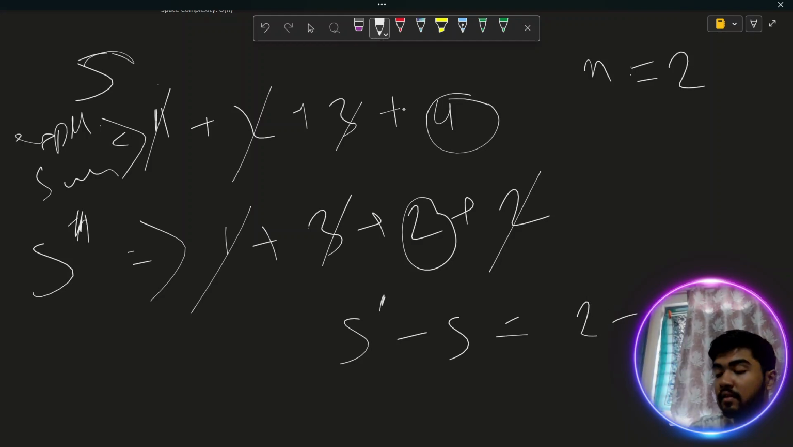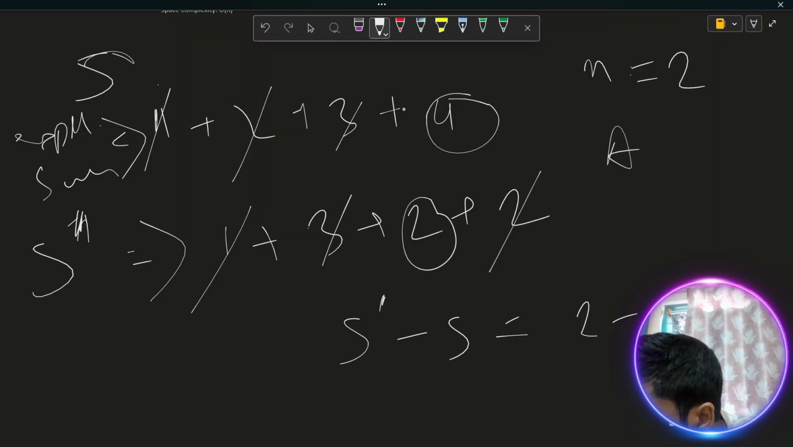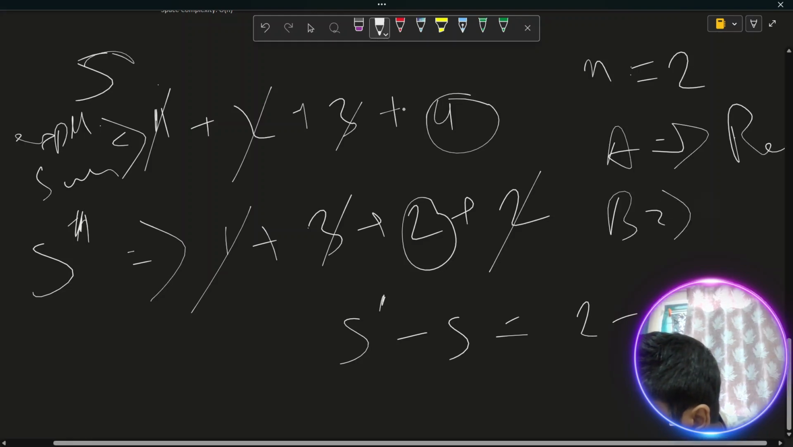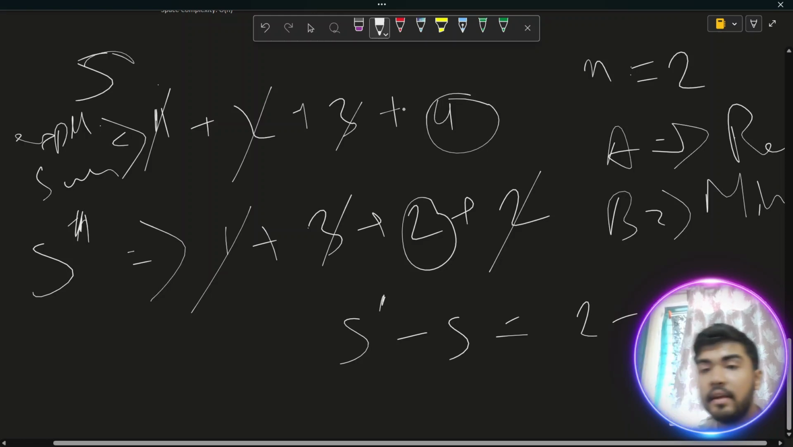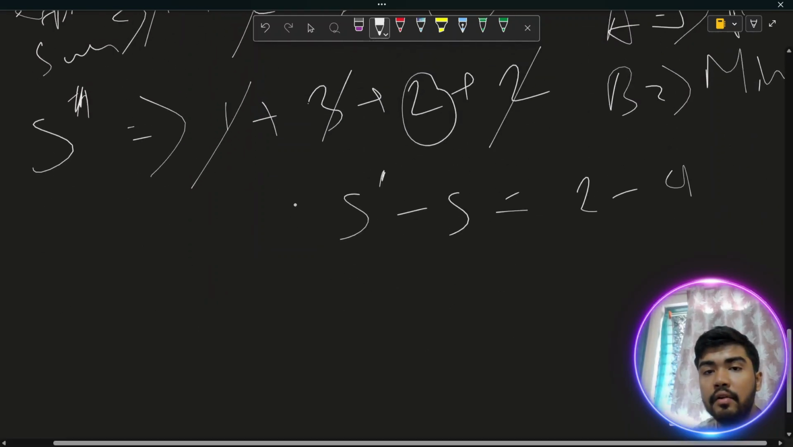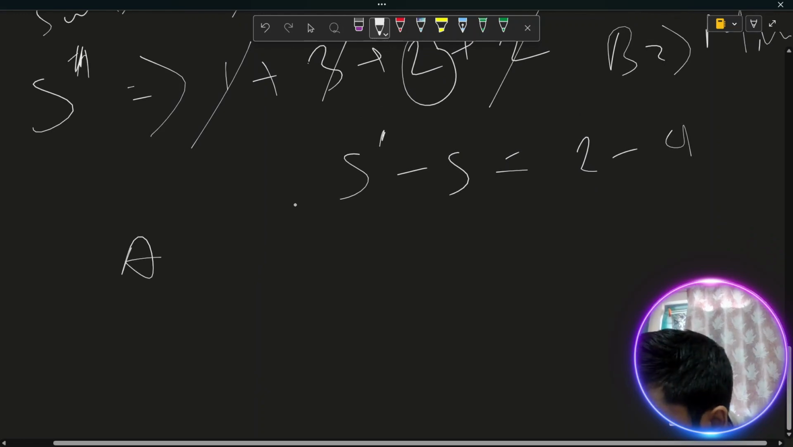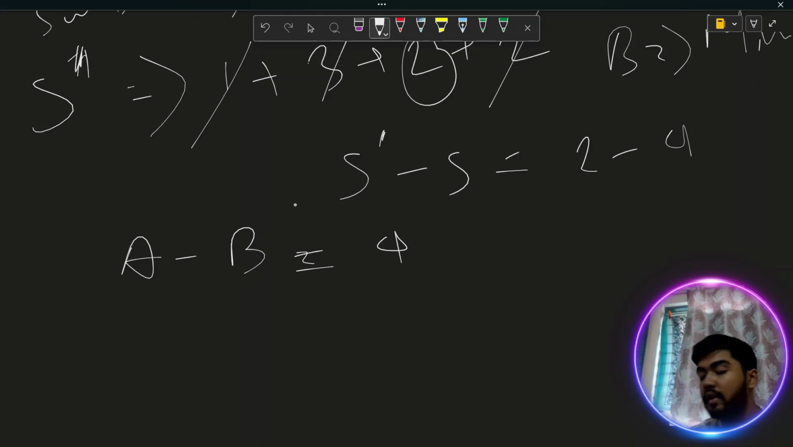So if I do s dash minus s, where s dash is the distorted matrix sum and s is the actual expected matrix sum, then I am left with 2 minus 4. That is none other than, let's consider a as our repeated number and b as our missing number. After doing so, we are left with a minus b. So a minus b in our case is 4, right?